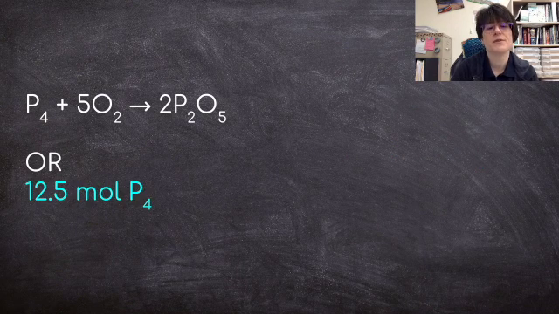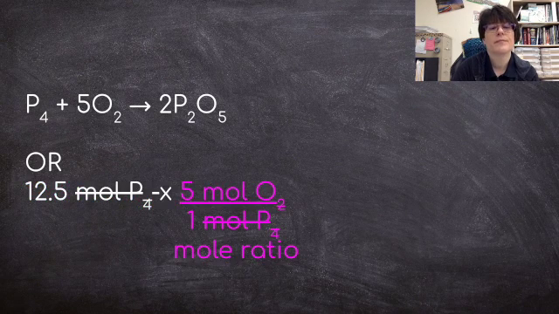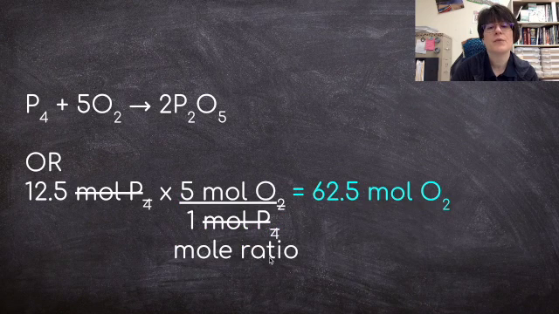Now, there's another way to do this problem, because we also calculated previously that 12.5 moles of phosphorus are required. If we use that number, we use our mole ratio of 1 mole of phosphorus to 5 moles of oxygen in the reaction. And we can also calculate 62.5 moles of oxygen. So there is often more than one way to do one of these problems.